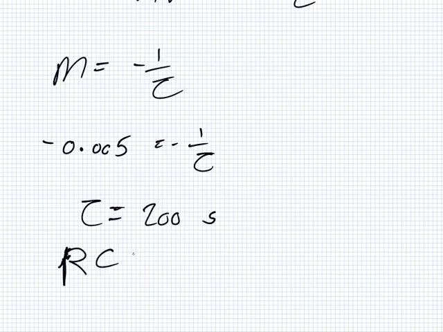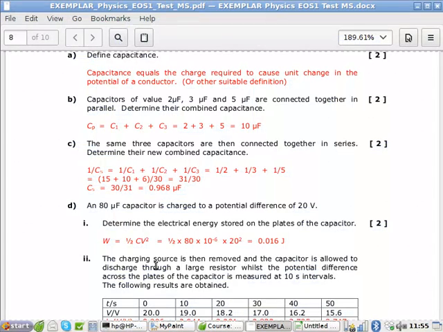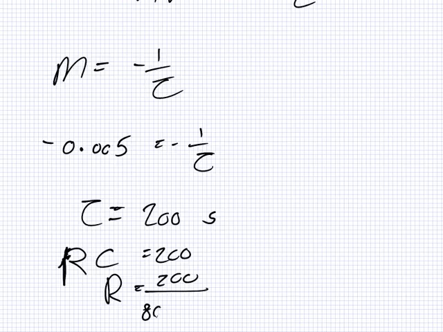RC is the formula for time constant. Do we know the C? I think they gave it, yeah, so we can get the R. What was the C? What was the C in the question? It was given at the start, wasn't it? 18 micro... At the very start of this question. 80 micro.